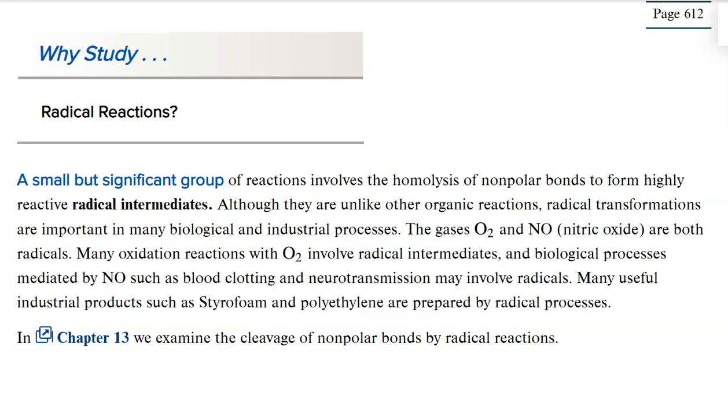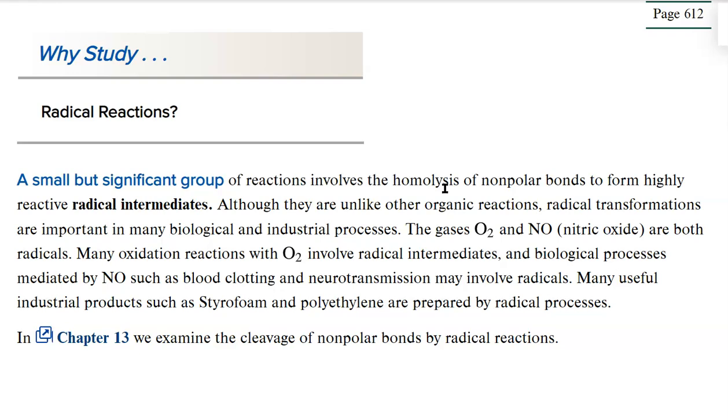Chapter 13 is about radicals and radical reactions. It's a fairly small group of reactions, but pretty important. They involve homolysis of non-polar bonds to form things referred to as reactive intermediates, and those are very reactive. They are radical intermediates, which are reactive intermediates.